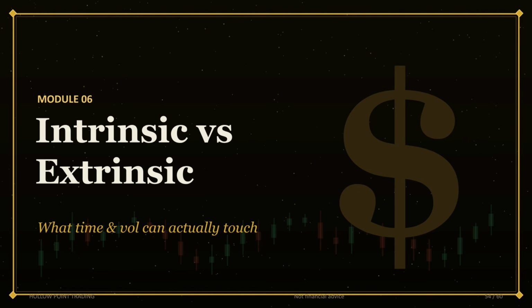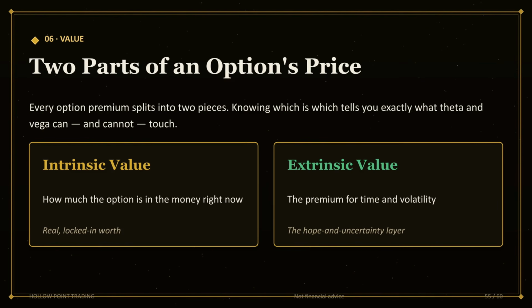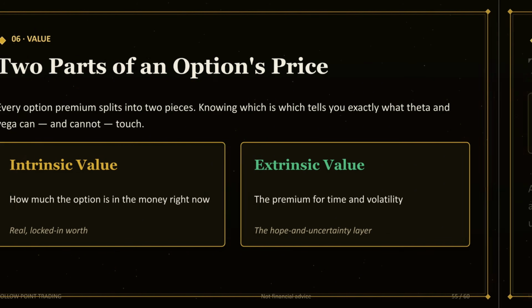Moving to Module 6, we'll examine the difference between intrinsic and extrinsic value. Understanding this distinction reveals exactly what time and volatility can actually affect. An options premium is split into two pieces: intrinsic value, which is its current in-the-money worth, and extrinsic value, which is the layer built on time and uncertainty.